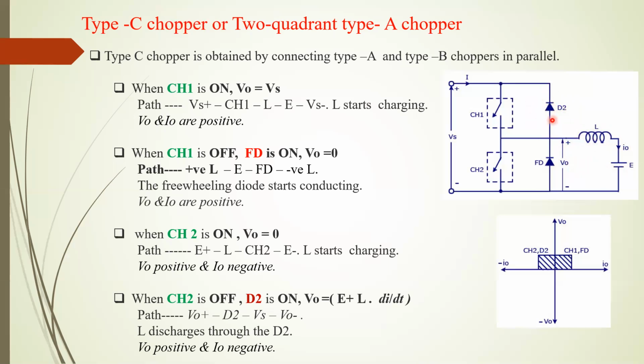So here also the V0 is positive and I naught is also positive. Sorry, I naught is negative. So when we see in the VI characteristic, that is the VI graph, when chopper 1 is on and the freewheeling diode is on, it operates in the first quadrant. And when chopper 2 and D2 are on, it operates in the second quadrant. So type C can be obtained by connecting type A and type B. So type C operates in both the first and second quadrants.